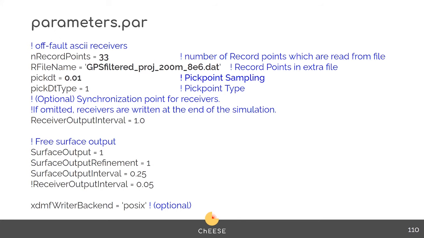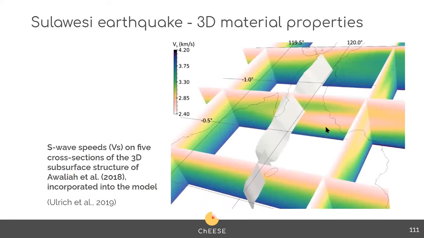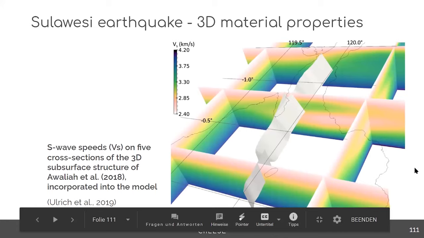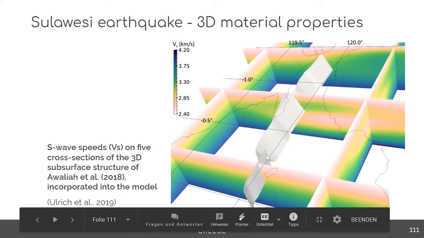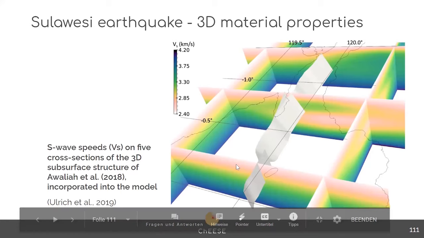And here you can see the 3D material properties. This here would be the S-wave velocity that we use as an input for our model domain. You can see the model domain and our fault system within this velocity range. And you can see that we have varying velocity from east to west, north to south, and with depth.